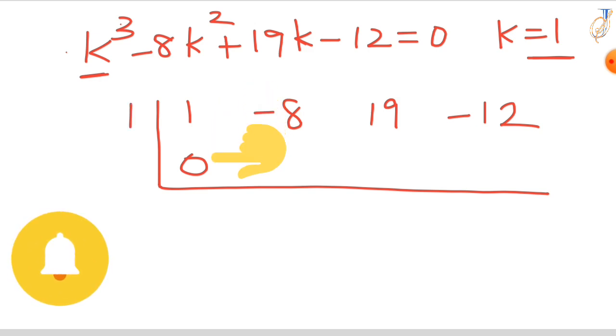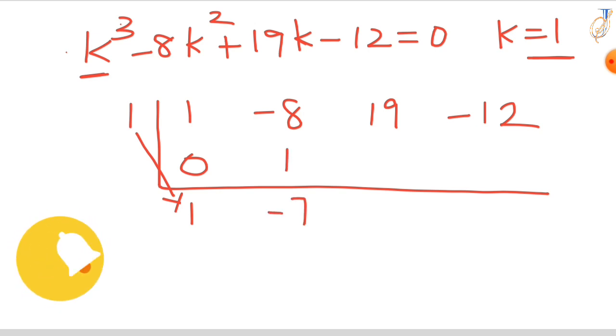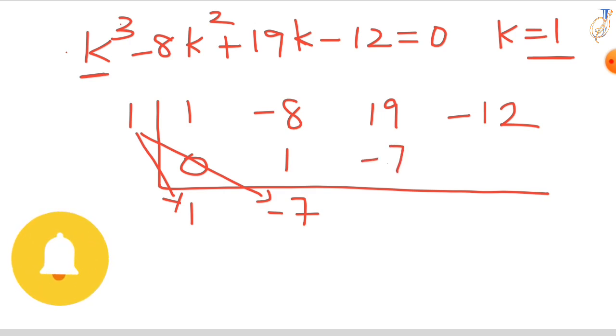This 1 as it is, bring it down, then multiply diagonally. So 1 times 1 is 1. So minus 8 plus 1 gives minus 7. Then again multiply diagonally. 1 times minus 7 gives minus 7.